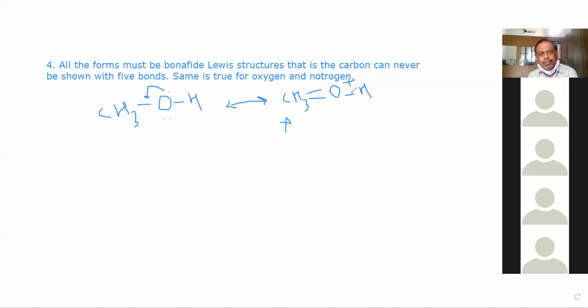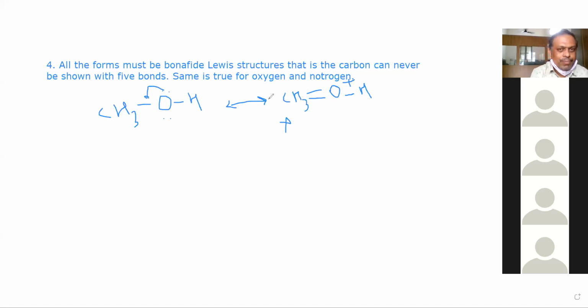All the forms must be bona fide Lewis structures. एक आहे Lewis structure उभे केले, and carbon can never be shown with 5 bonds. Carbon चे 5 bonds झाले तर काय होणार, this is wrong. Or same is true for oxygen and nitrogen. Oxygen valence is 2, 1 and 2, and this double bond is converted into 3. ये चुकीचं आहे. And nitrogen valence is 3 converted into 5. This is also wrong. This is rule number 4. The methyl carbon has 5 covalent bonds, which is not possible.